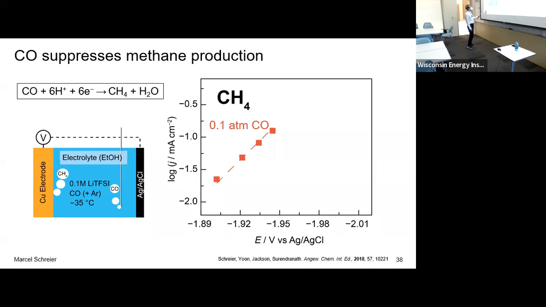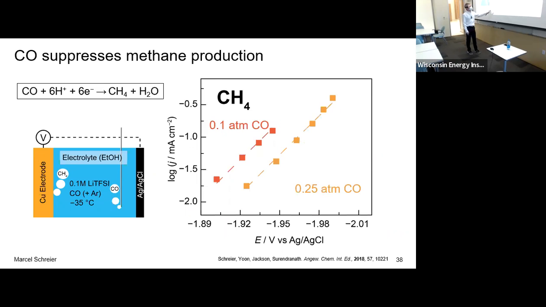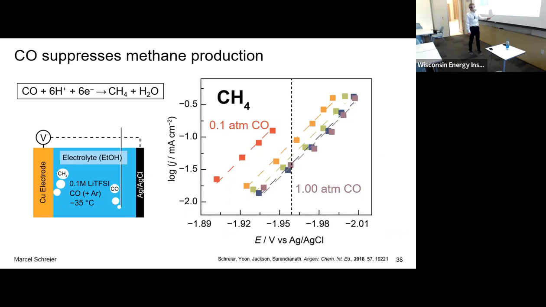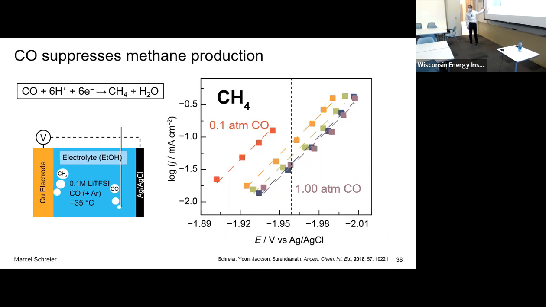If we start changing the pressure of carbon monoxide that we introduce in our system, we observe something interesting, which correlates with our original finding. As we go from low pressures of CO to higher and higher pressures of CO, we can see that at a constant driving force, the rate of methane production decreases as we increase the amount of CO in our system. But this is surprising because carbon monoxide is the substrate leading to the production of methane. So the substrate is suppressing the production of its own product.